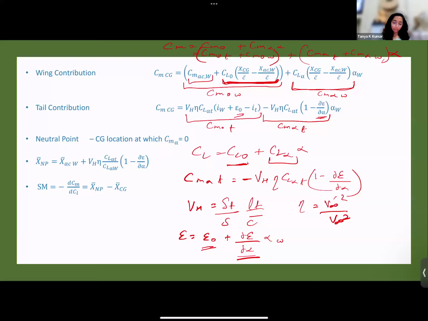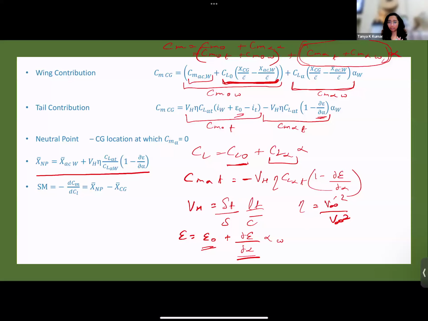Okay. So now, if we had done the derivations from there, if you had set CM alpha equal to 0, then you would have gotten this equation for neutral point. Because at neutral point, your CM alpha is 0. So when you do the derivations and you set the CM alpha term, that is this term with the individual contributions, CM alpha of the wing, CM alpha of the tail, equal to 0 and replace your XCG with XNP, you get this neutral point equation. Okay, and then the other thing that we've seen is static margin.